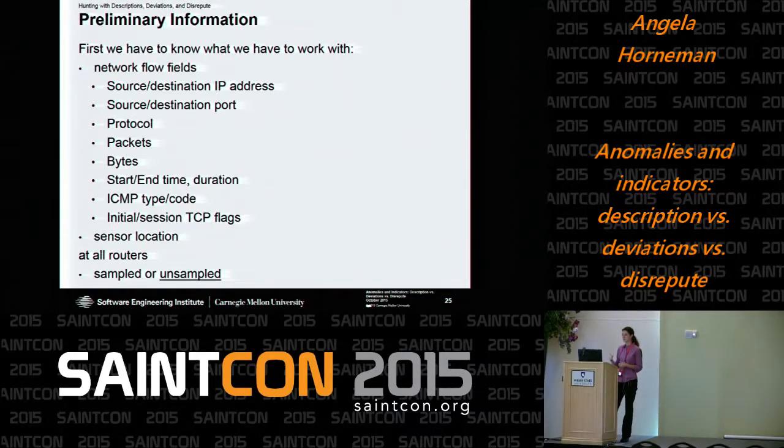We also know sensor location. That's very important because that tells you which of the actions you would see. If you only see it at your border, you're going to see a different set of actions than if you see internally, especially if you have a NAT device in between. So we're going to say that for our discussion all routers in our sample landscape are collecting the network flow.